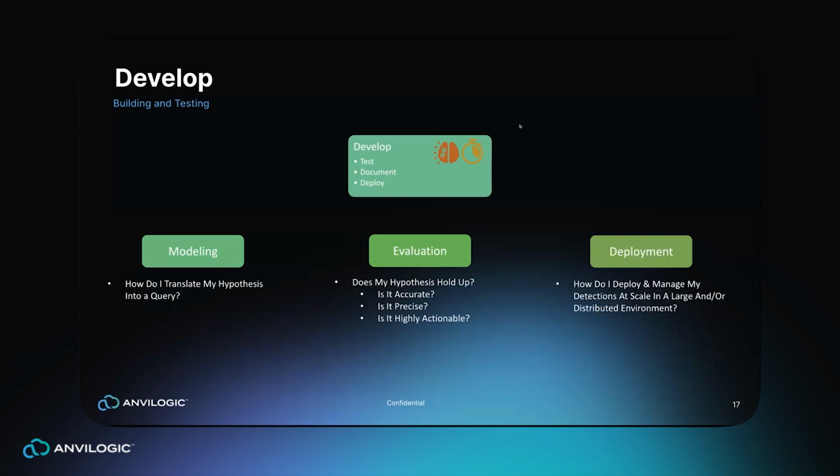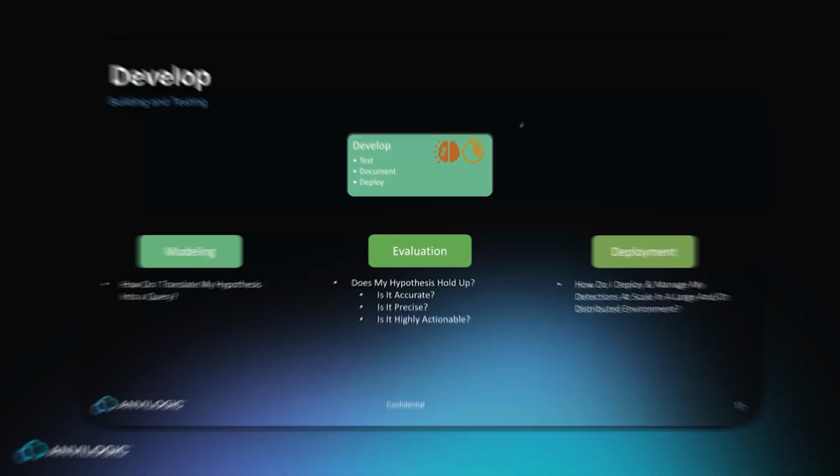And then finally, how do you deploy that, right? How do you actually push that out into your environment, run on some schedule? Does your SIEM or your search tool offer that as part of what it provides? And how do you maintain that at a large scale when you have many of those searches and potentially a distributed environment?